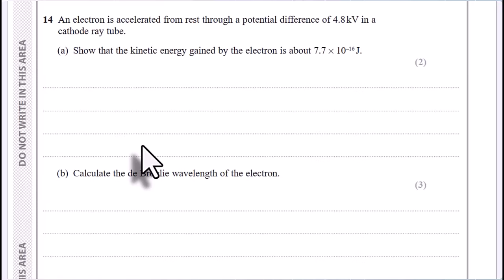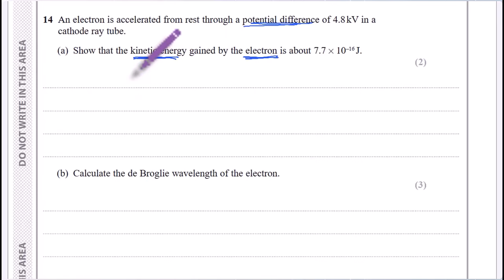So question 14 says an electron is accelerated from rest through a potential difference of 4.8 kilovolt in a cathode ray tube. Show that the kinetic energy gained by the electron is about 7.7 times 10 to the power minus 16. Right. So they're talking about an electron. You know the charge of an electron and you know the potential difference. And they're asking you for kinetic energy.